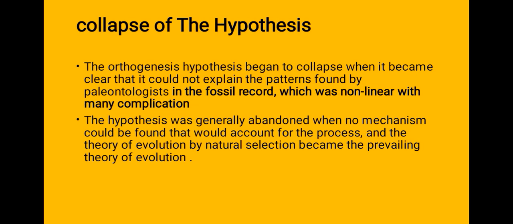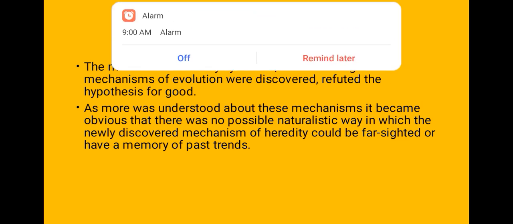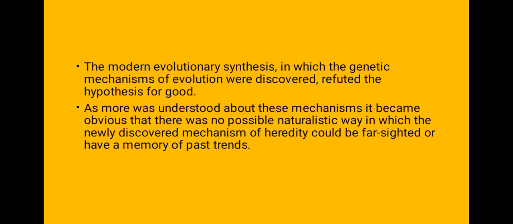And the collapse of this hypothesis. The orthogenesis hypothesis began to collapse when it became clear that it could not explain the patterns found by paleontologists in the fossil record, which was non-linear with many complications. The hypothesis was generally abandoned when no mechanism could be found to account for the process, and the theory of evolution by natural selection became the prevailing theory. And the modern evolutionary synthesis, in which the genetic mechanisms of evolution were discovered, refuted the hypothesis for good.